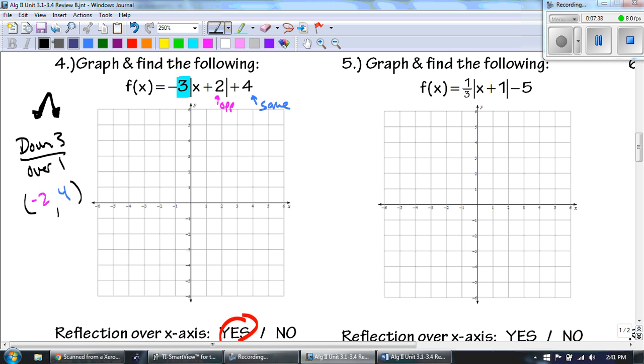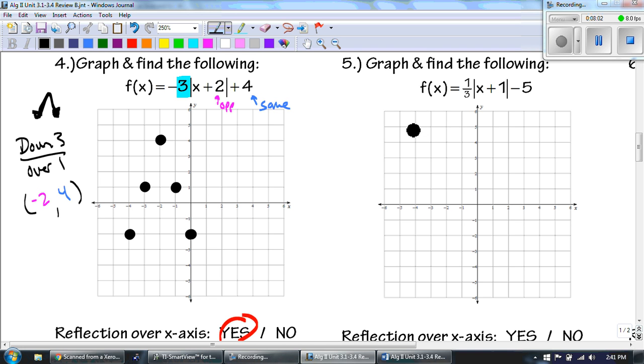All right, so here we go. At negative 2, 4, there we go. And we have to go 1, 2, 3 over 1. 1, 2, 3 over 1. And I'm going to do that in both directions. Okay, I'm going to fix that point because it doesn't look good.